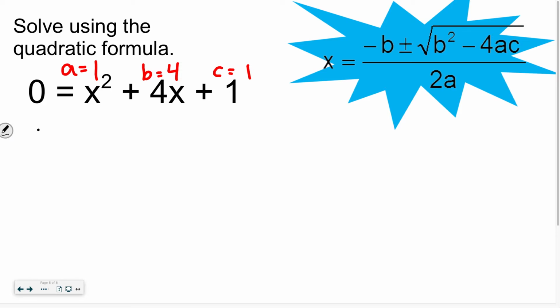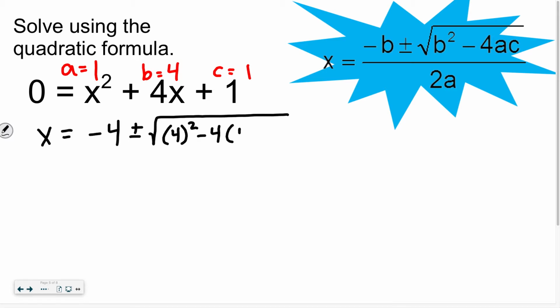So I'm going to start my quadratic formula. X equals the opposite of b, which would be negative 4, plus or minus the square root of b squared, so 4 squared, minus 4 times a, which is 1, and c, which is 1. And then this is going to be all over 2 times a. Notice that the all over 2 times a extends over to that opposite of b. So don't just divide the radical by 2 times 1, but divide the whole thing by 2 times 1.